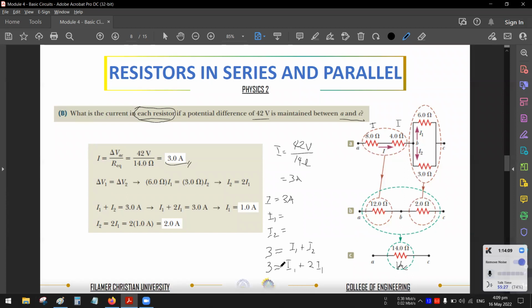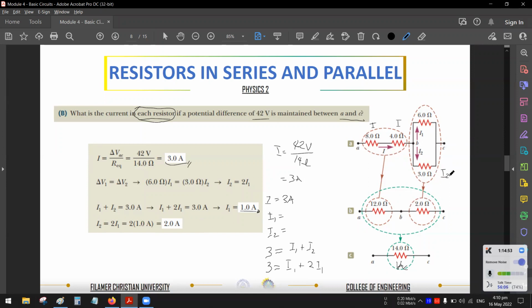Now, for this equation, we can now have the I1. So, transpose natin. Divide both sides, so obviously, you can now have the value of I1, which is 1 ampere. And then, solving for the I2, that is twice of I1, that is 2 amps. Okay? So meaning mas mataas yung current pala dito, kasi mababa lang yung resistance.